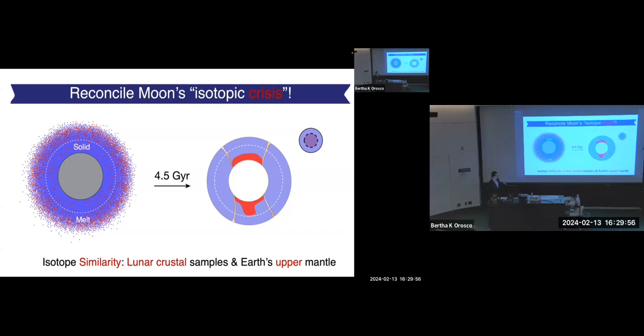My interpretation is that it's possible the measured lunar samples are only similar to Earth's upper mantle, not the Earth's whole mantle, because Earth's lower mantle is very heterogeneous, particularly in this large-scale structure, while the upper mantle itself is largely homogeneous. So that's my interpretation as well. It helps a little bit to reconcile the isotope crisis. But of course, it's also worth exploring more in the future if we can get more samples.